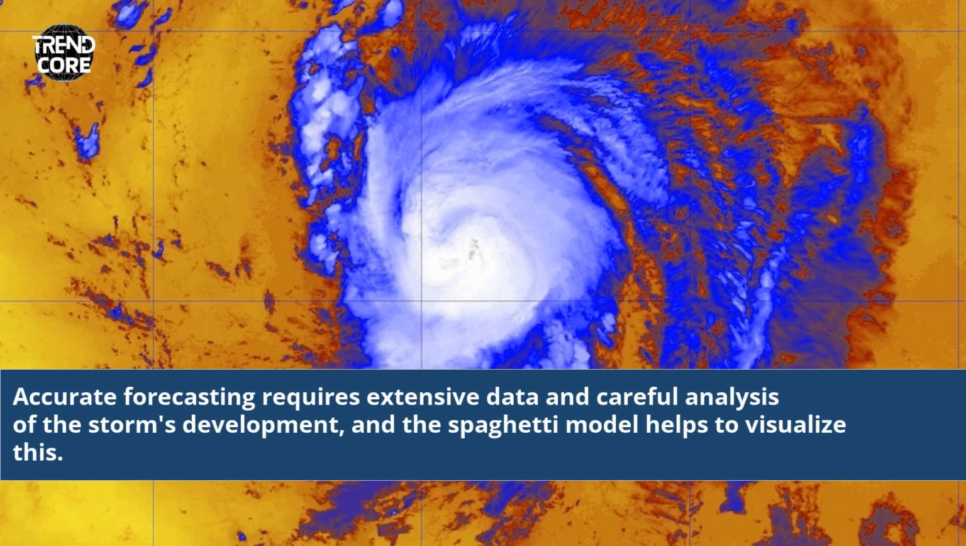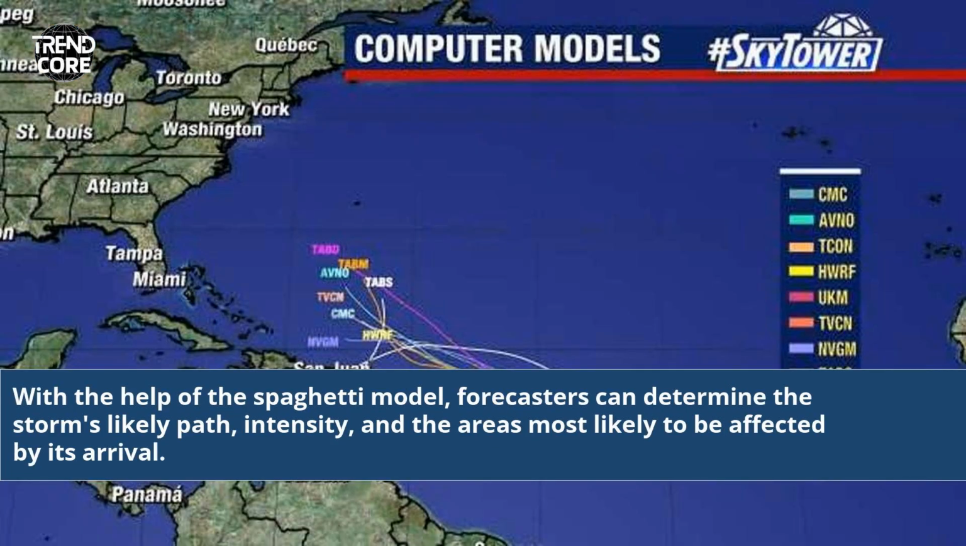Accurate forecasting requires extensive data and careful analysis of the storm's development, and the spaghetti model helps to visualize this. With the help of the spaghetti model, forecasters can determine the storm's likely path, intensity, and the areas most likely to be affected by its arrival.